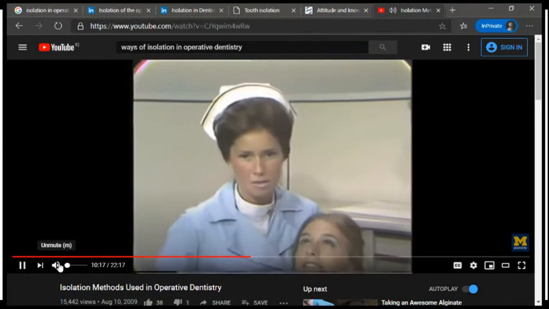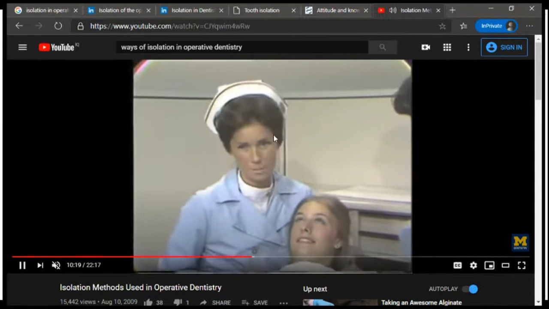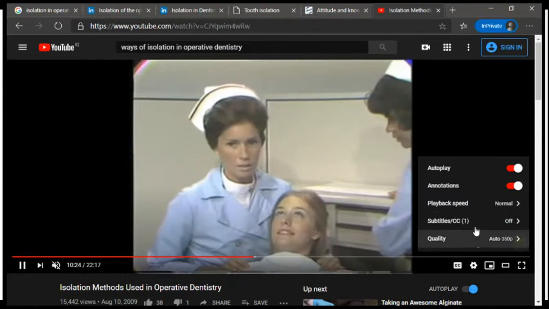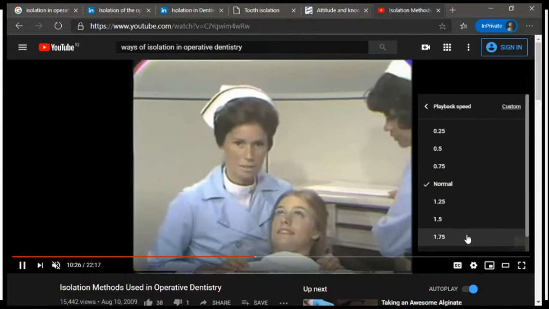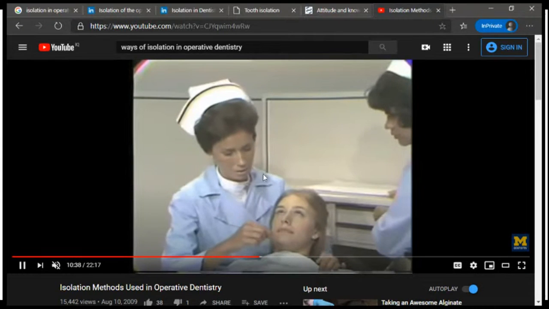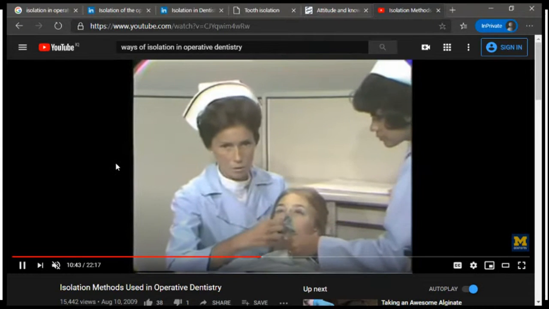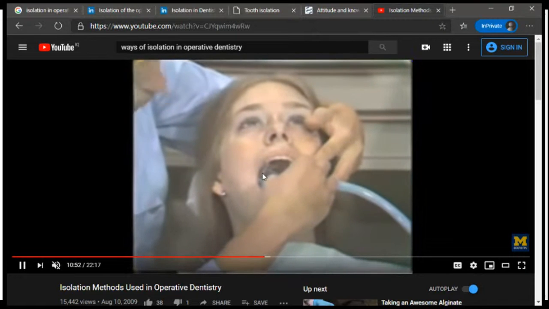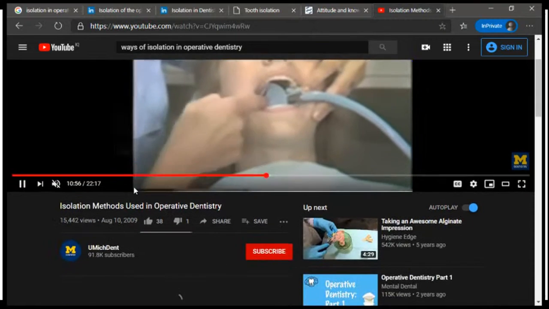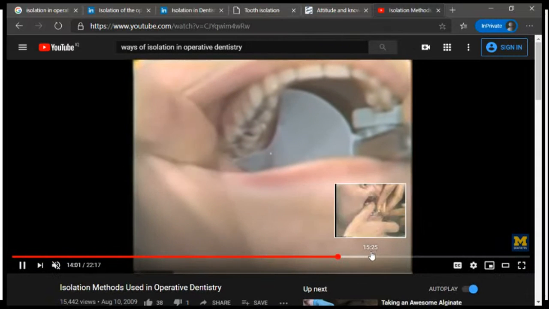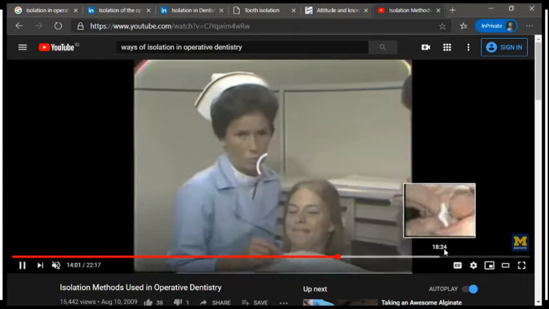For using the Erickson, this here should be the insertion of the evacuator inside the patient's mouth. This is the patient and this is the dentist. Probably going to place the saliva ejector in the patient's mouth, and this will work as usual and do its job.